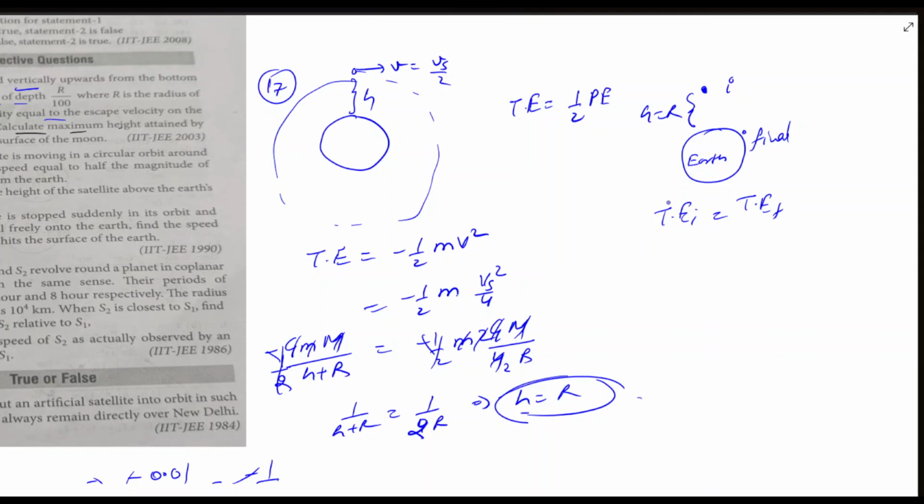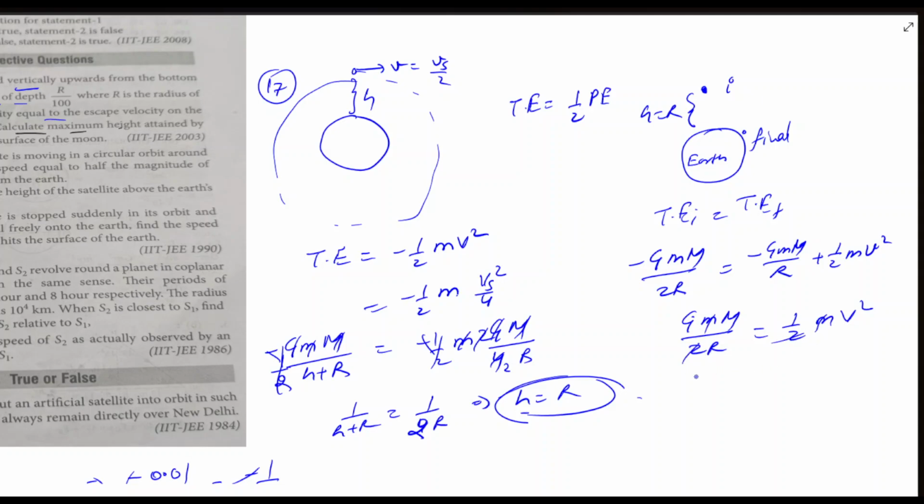Okay. So we have initial energy will be minus GMm by 2R. This is the potential energy. And the final energy will come out to be minus G M capital M upon R plus half m v square. So this we have to find. So this will come here. This is 1 minus 1 by 2, so it will be 1 by 2. So GMm by 2R will be equal to half m v square. So this m will get cancelled. This 2 will also cancel. So v will be root GM by capital R.